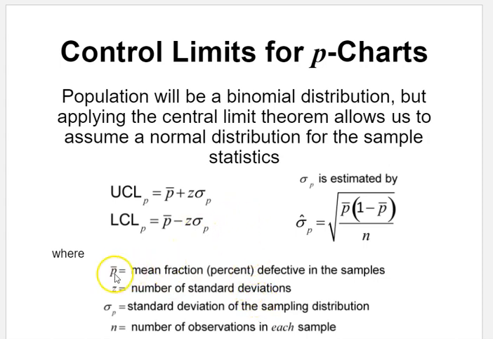That's it. So what is p-bar? Mean fraction defective in the sample. Z is the number of standard deviations. Sigma is the standard deviation of the sampling distribution. N is the sample size.